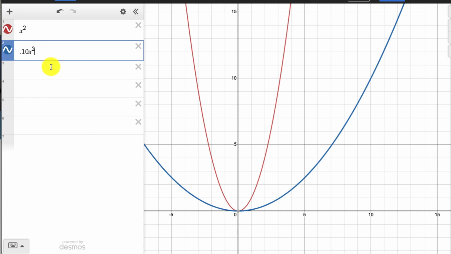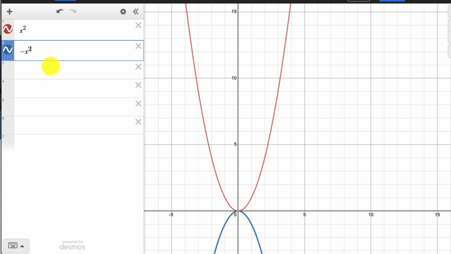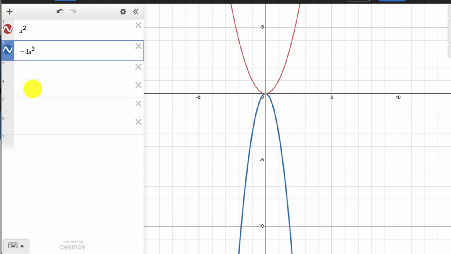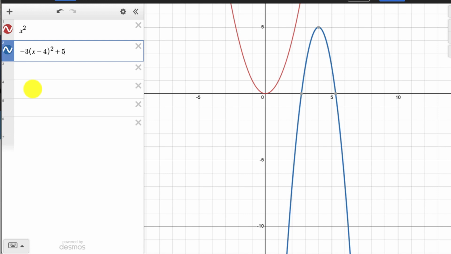So if I came over here and did this thing in order, it's minus, there's my flip, right? 3, there's my stretch. Now we're going to move it to the right 4, and now up 5. And there you go. So I know it's been moved to the right 4, it's up 5, it's flipped, so I know since the parent function's a parabola, the parabola is going down, and it's a 3, so it's 3 times as fast. In other words, it's getting stretched vertically, so it's a little skinnier looking, if you will.